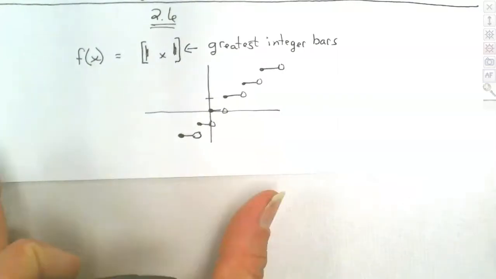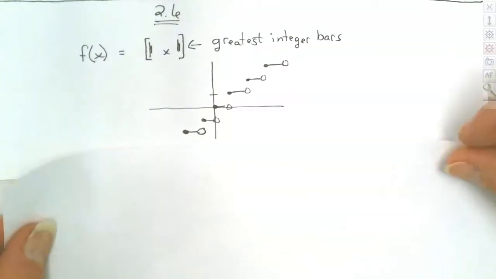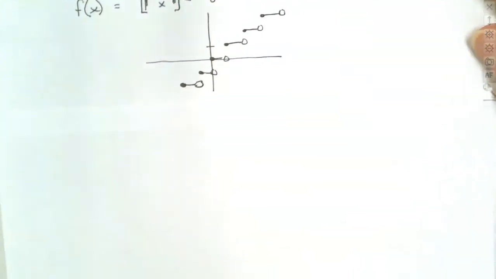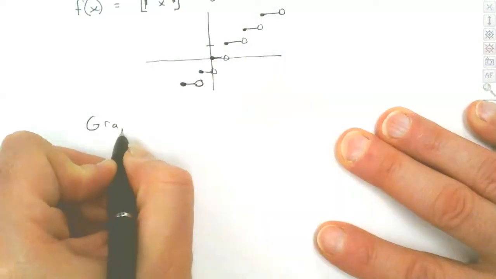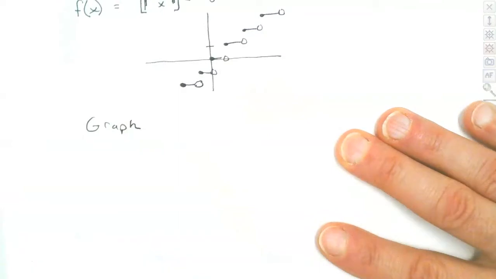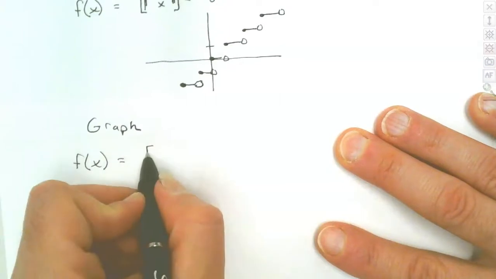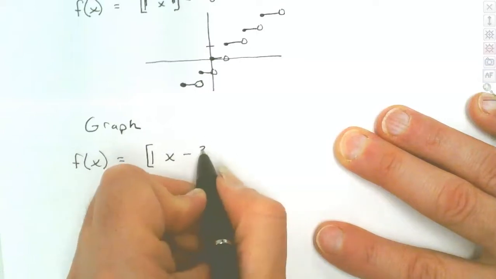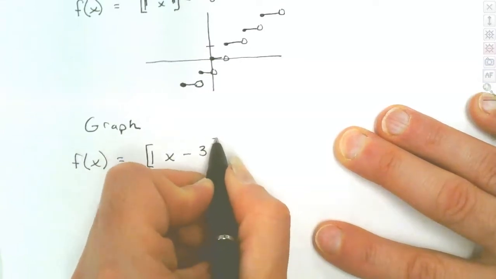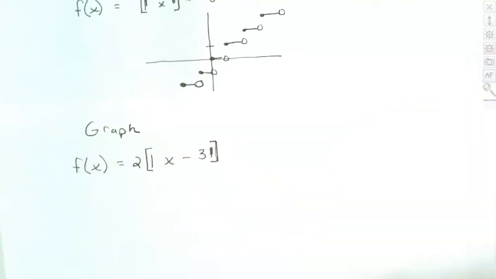So the greatest integer looks like a case of stairs. And when we go to graph these, we always start with a closed circle. And they graph just like all the others. And I'll put a 2 in front of it. So let's go ahead and graph this one.